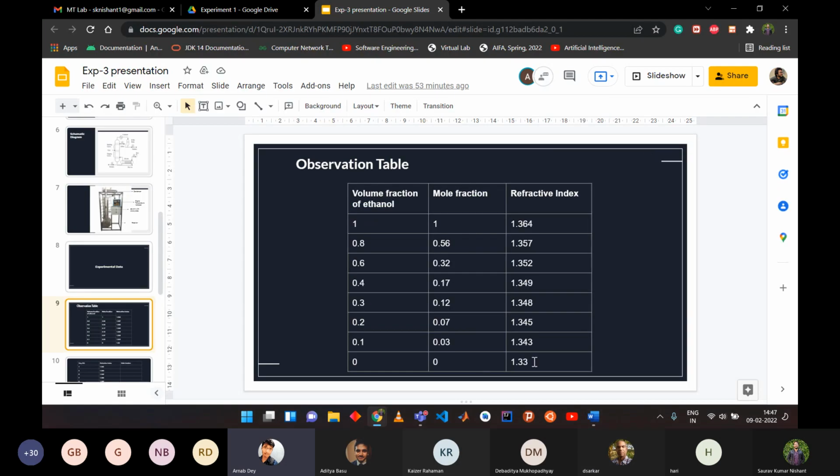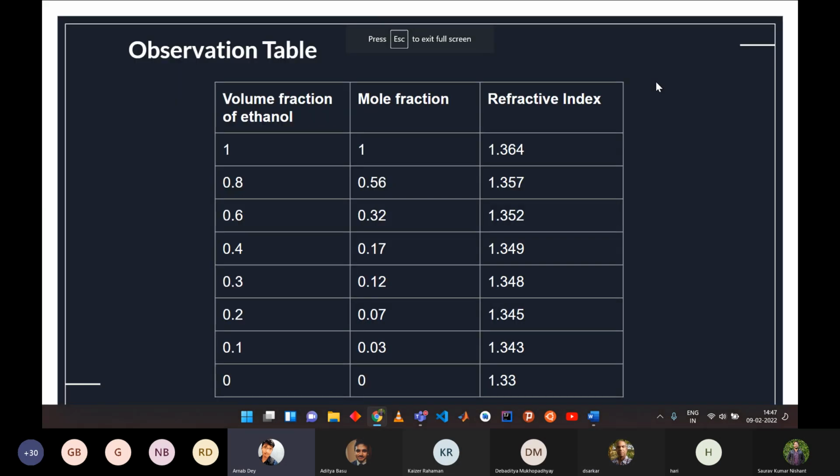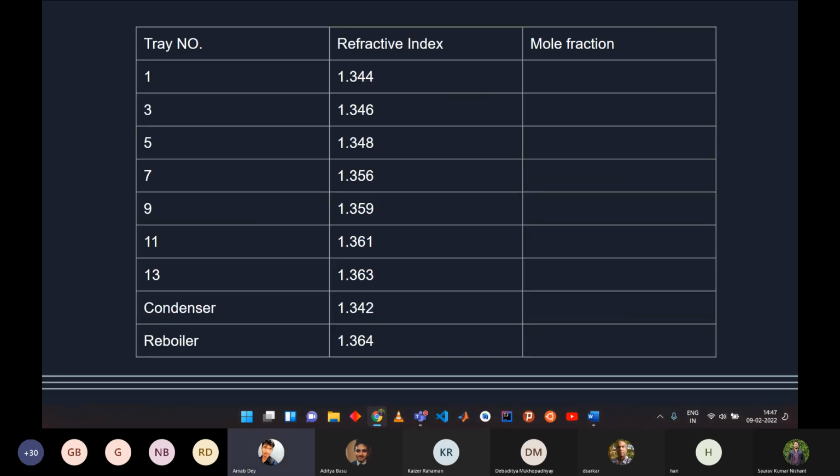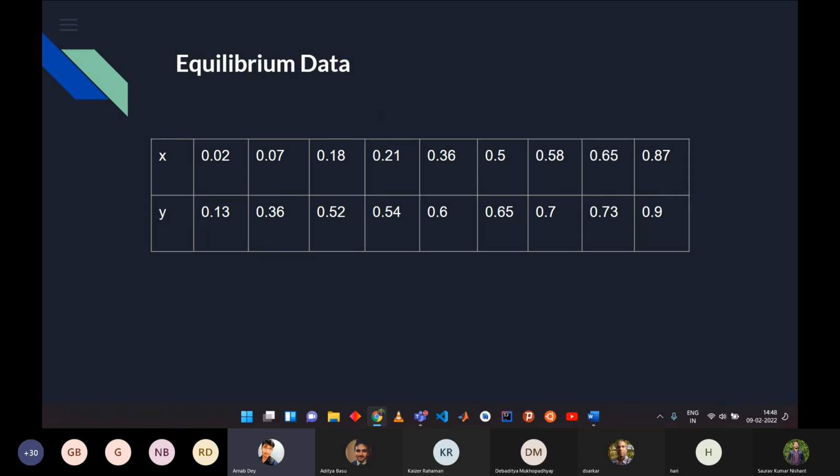Yeah, this is basically the calibration data that is being shown. Like the previous experiment, you have to plot the refractive index on the y-axis and the volume fraction on the x-axis. So this is the calibration data like the previous one. Moving to the next one, these are the data that will be obtained for different trays, like 1, 3, 5, 7, 9, 11, 13, and also for the condenser and reboiler. So we will obtain this set of refractive indexes over here, and from the graph, move to the previous one.